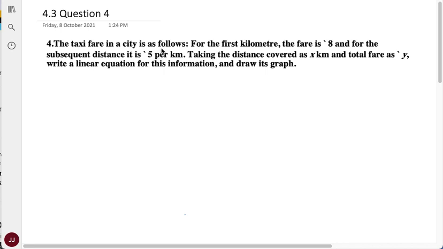We have question number 4 in exercise 4.3. The taxi fare in the city is as follows. For the first kilometer, the fare is 8. And for the subsequent distance, it is 5 per kilometer. And total distance, we can keep it as x kilometer and the fare is y. Okay, so let's see what is given.